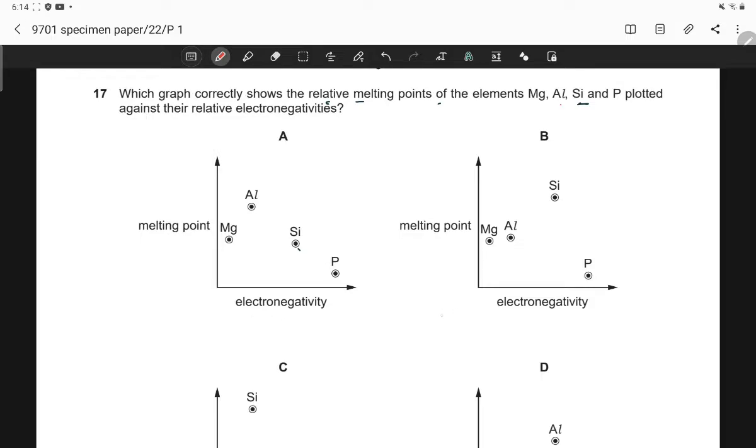Across the period, electronegativity is going to increase, and melting point because magnesium in the first period first comes metals, then non-metals. Silicon is a giant covalent structure. Aluminum is metallic bond and phosphorus is non-metal, a simple molecule.